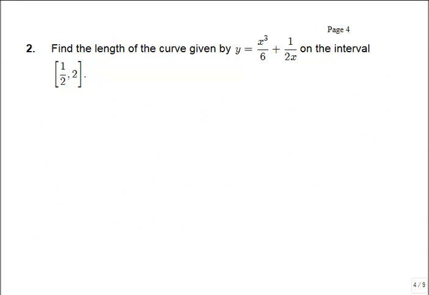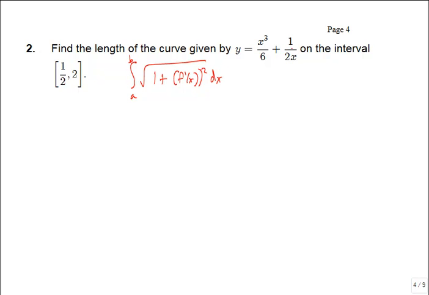Find the length of the curve given by y equals x cubed over 6 plus 1 over 2x on the interval 1/2 to 2. So again, this is y in terms of x, so I'm going to use a dx integral. And my arc length formula is the integral from a to b of the square root of 1 plus f prime of x squared dx.